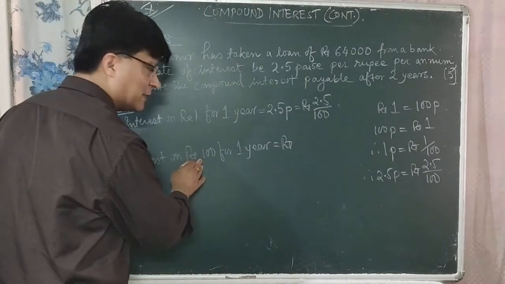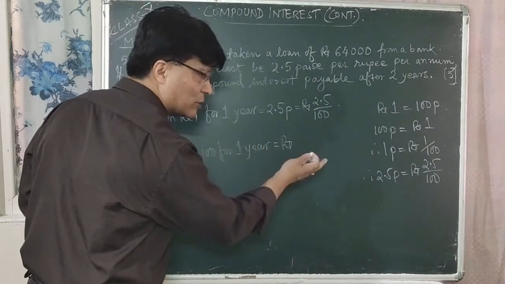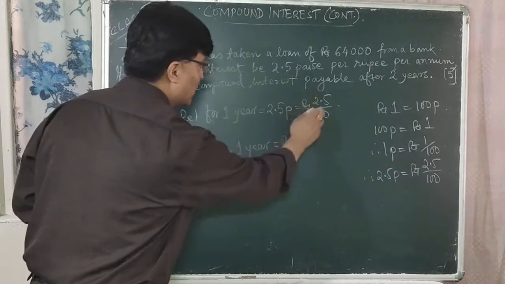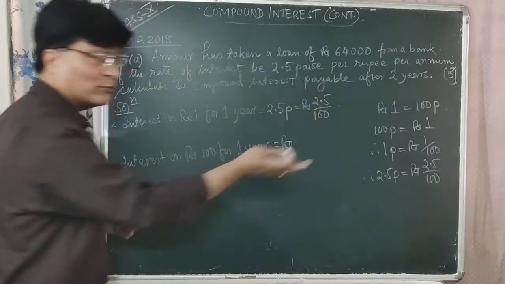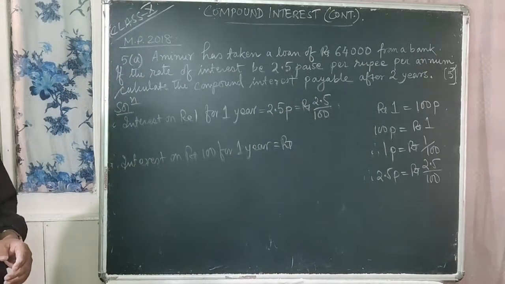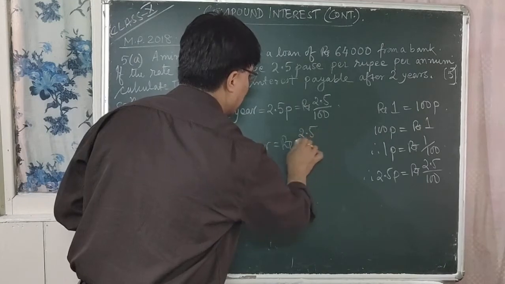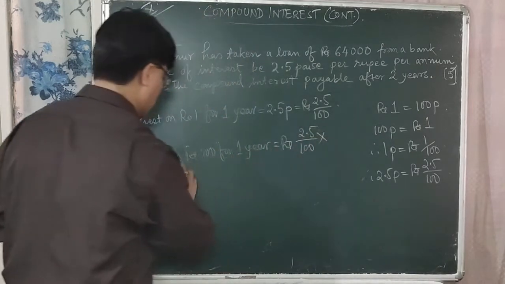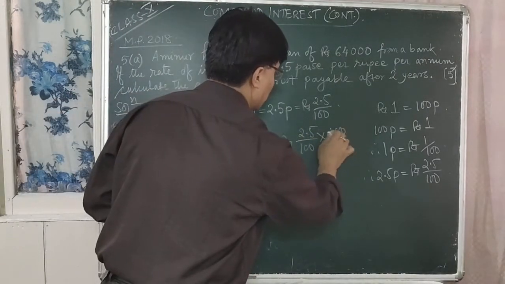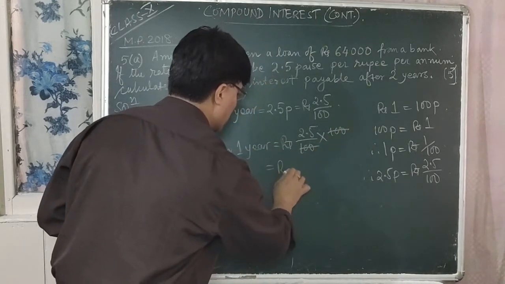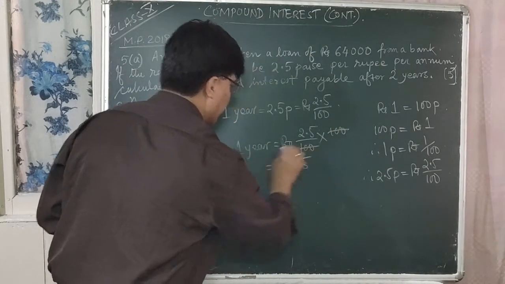Now, if it is 100, then this will be more. For rupee 1 it is this much, so for rupees 100 it will be more than this. If it becomes more, then what do we have to do? You have to multiply. Rupees 2.5 divided by 100 into this 100. So you can cancel it, which is equal to rupees 2.5.